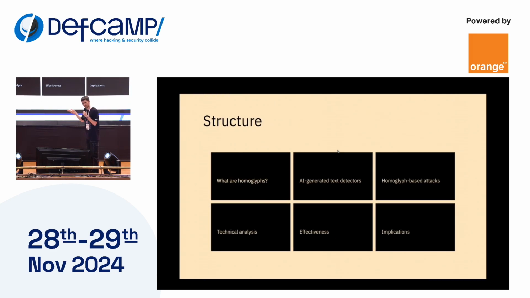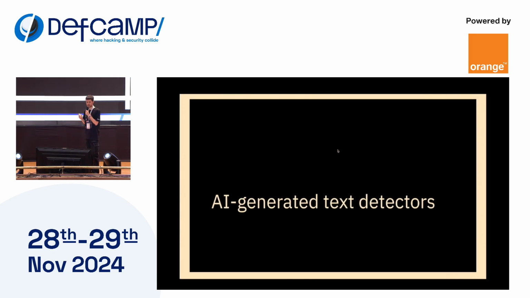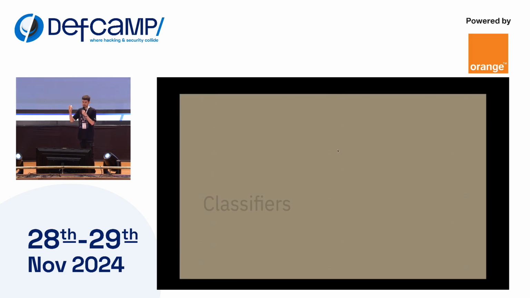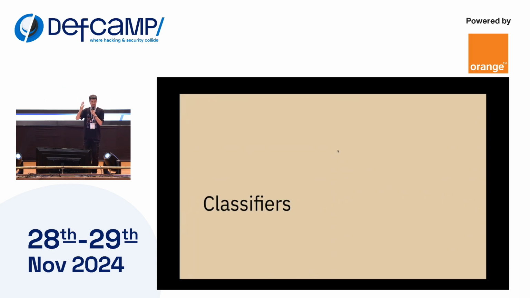So now let's dive a little bit deeper and start talking about how we can detect when something has been written by, for example, ChatGPT. What are the detectors of generated text and how do they work? I'd say there's three main types. I'm going to talk first about classifiers.